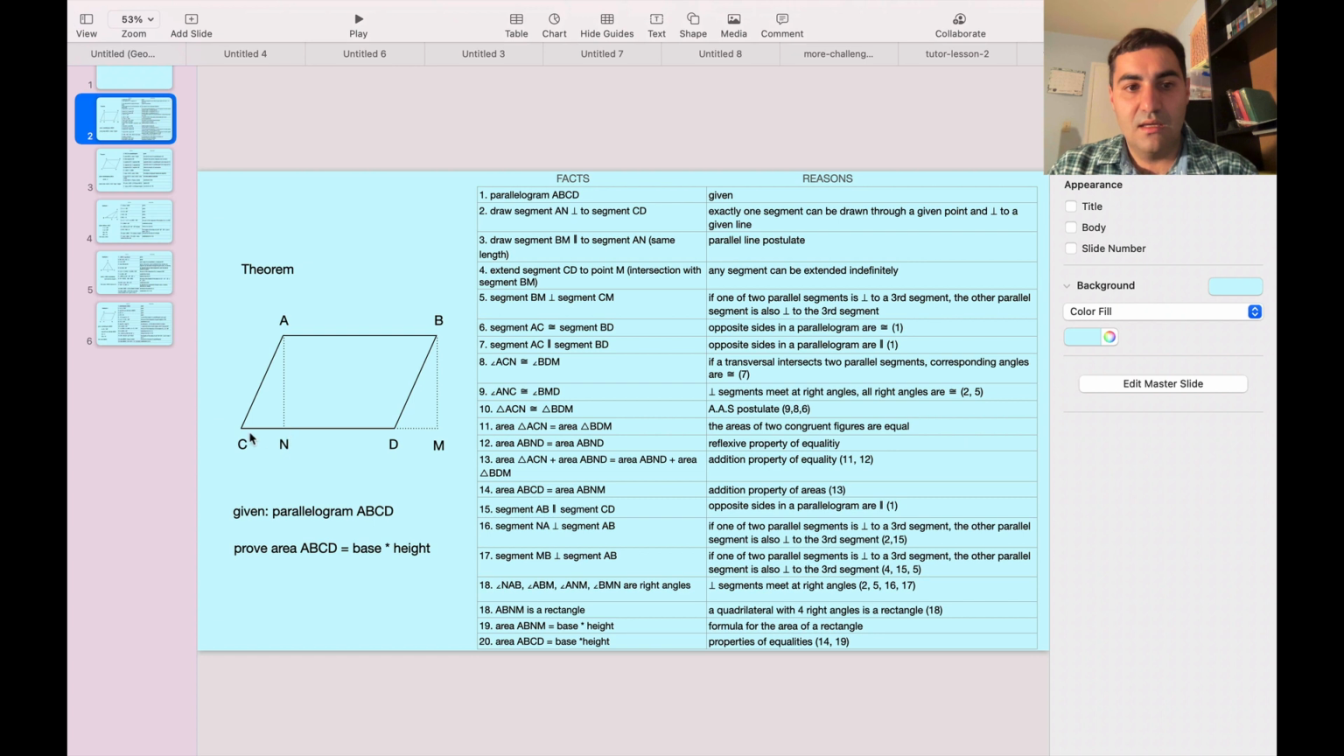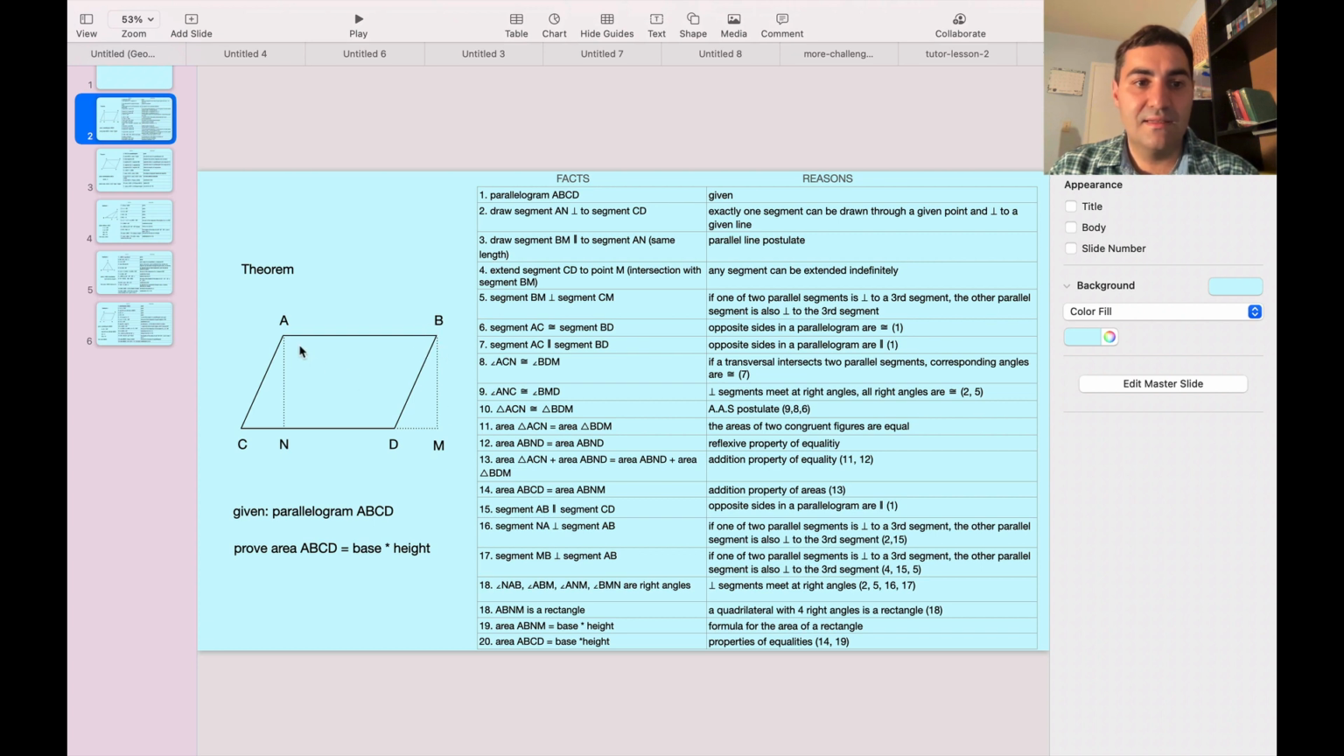So we know that segment AB is parallel to segment CD, right? Because opposite sides in a parallelogram are parallel, right? And we know that segment NA is going to be perpendicular to segment AB, right? Because we have these two parallel segments, and we know that segment CD is perpendicular to segment AN. So since segment AB is parallel to segment CD, then segment AB is also going to be perpendicular to segment AN, right? If one of two parallel segments is perpendicular to a third segment, the other parallel segment is also perpendicular. In the same manner, we're going to show that segment MB is perpendicular to segment AB.